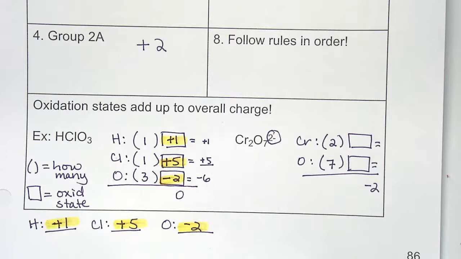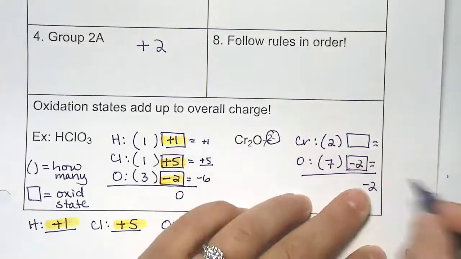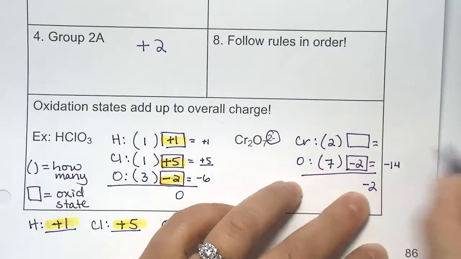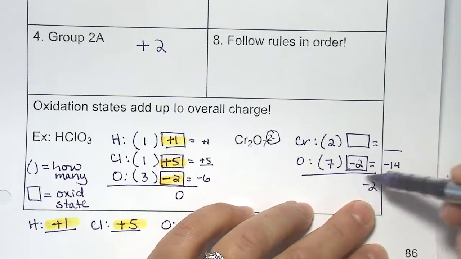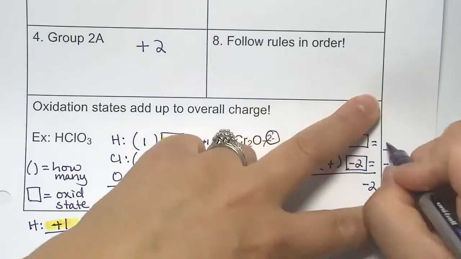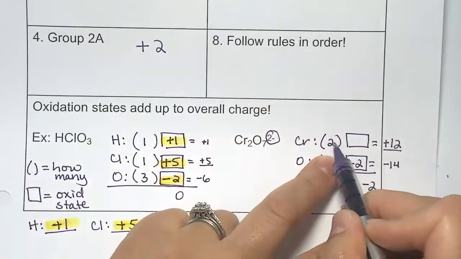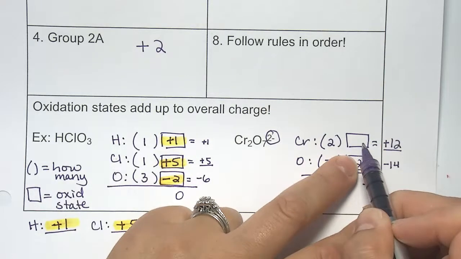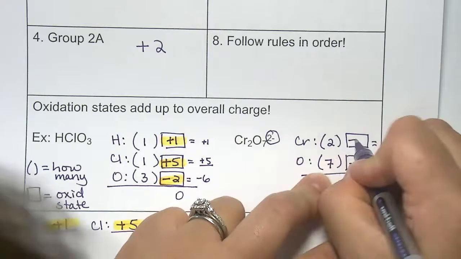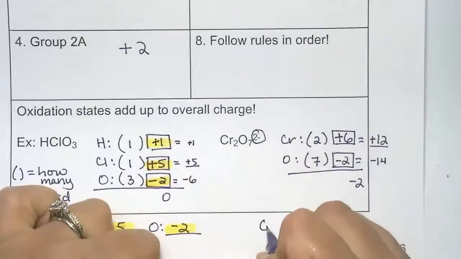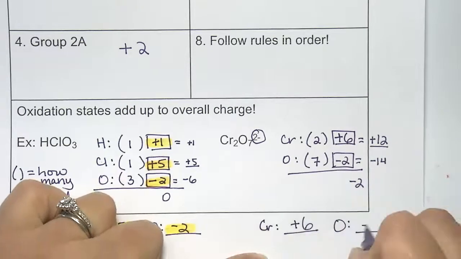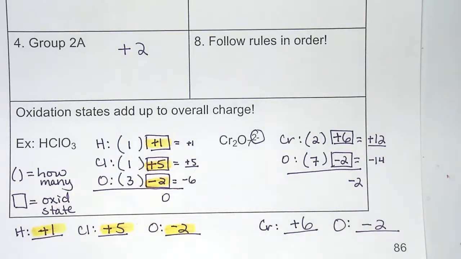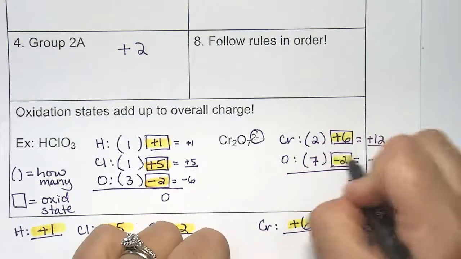Do we have a rule for oxygen? What is it? -2. So if we take -2 times 7, we get -14. Okay, so Christine, what do we have to add to -14 to end up with -2? 12. Okay, so if there are 2 chromiums, each one has to be 6. Very good. So if we were answering it like on our knowledge celebration, for Cr, we're going to write +6. For O, we're going to write -2 because we take the number in the box and put it down here.